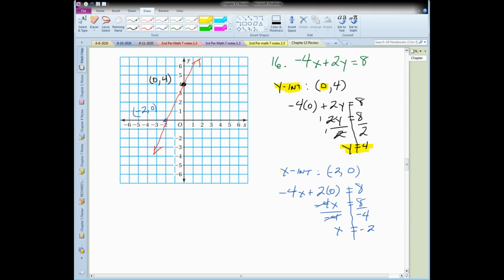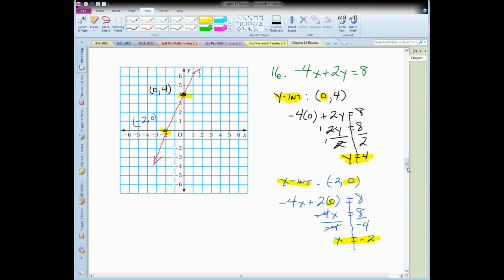I do the same thing to find the x-intercept. The x-intercept is where y equals 0. I plug that into the equation, and I end up with x equals -2. So here are my x-intercepts and y-intercepts. I plot those points, I draw a line through those 2 points, and you can see the graph of the equation.